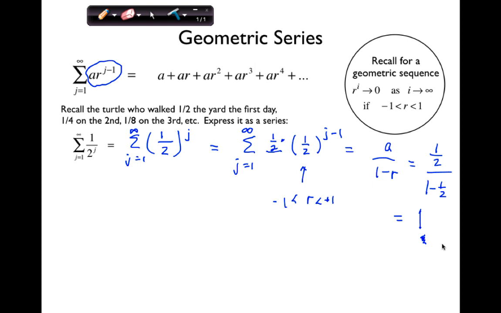But if you kept walking an infinitely many number of days, then the turtle does make it across the yard. All right, new example for geometric series. So that's all review. Any questions?